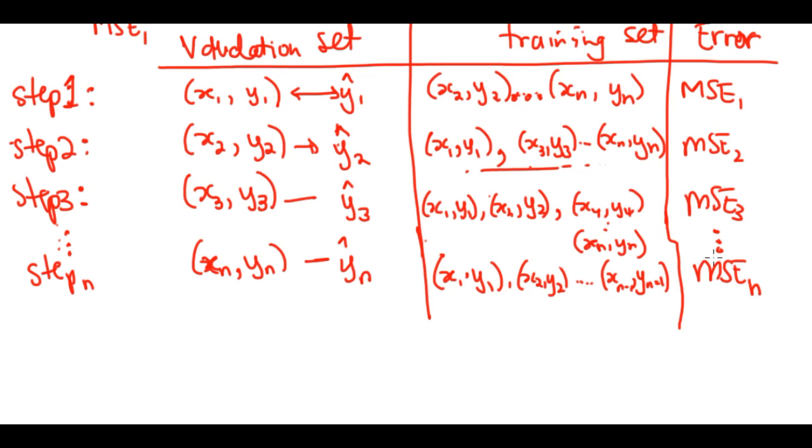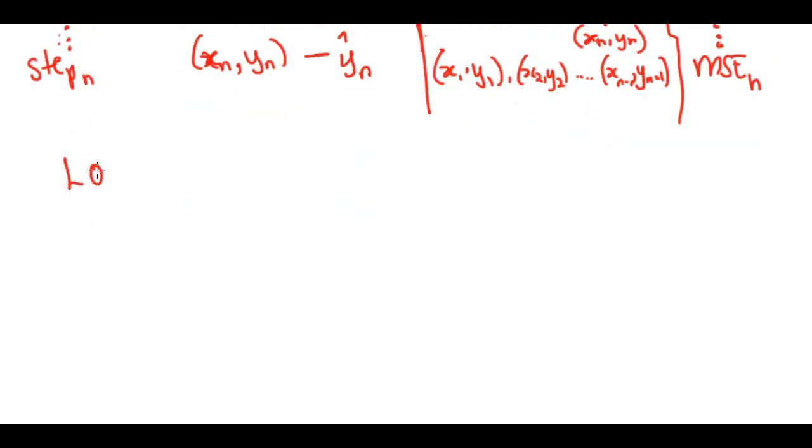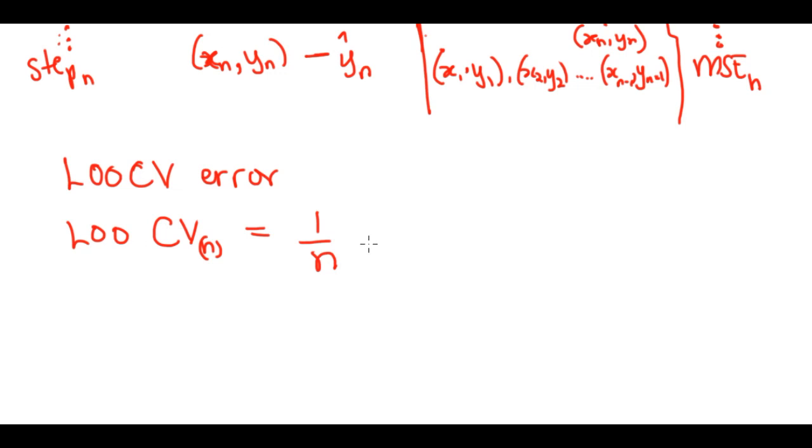So now that we have calculated our MSEs, we have n MSEs, because we have repeated this for all n observations. When we have done that, we are going to calculate the LOOCV, or the leave-one-out cross-validation error, and it's going to be given by this. I can write it as LOOCV is equal to 1 over n, summation i equals 1 up to n of MSEi.